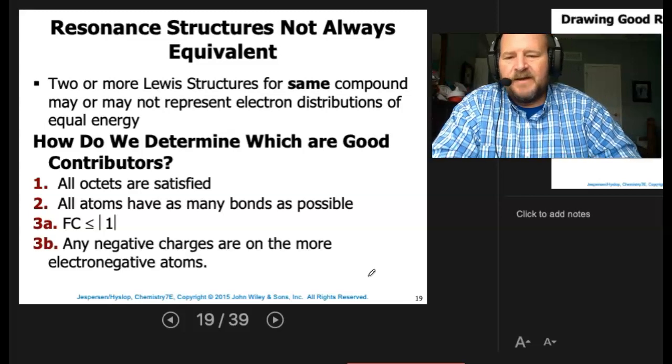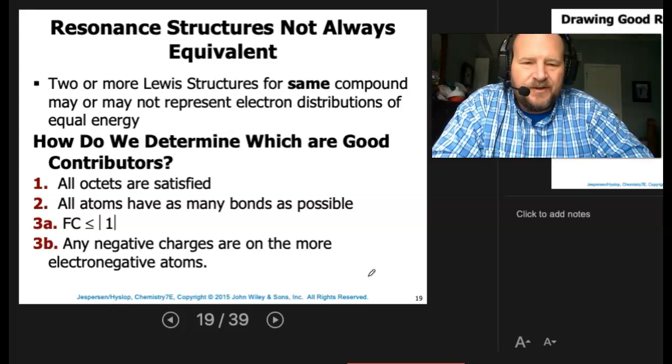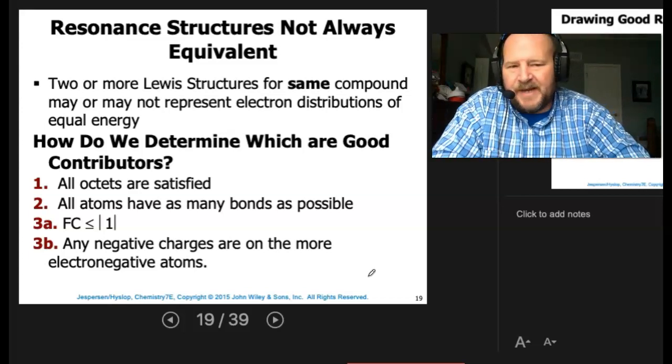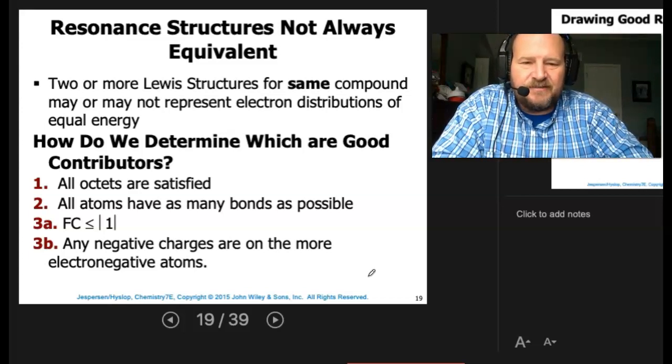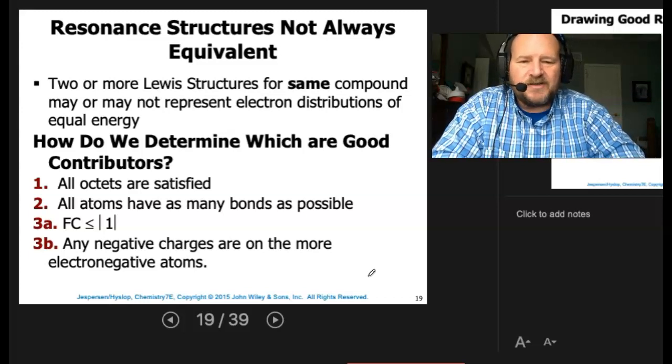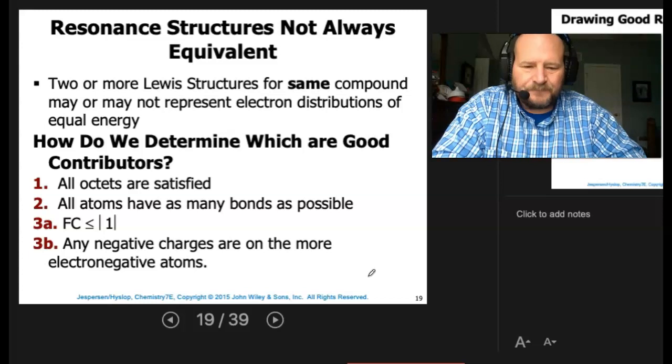Okay? Any negative charges are always on the most electronegative atoms. All the negative charges on the most electronegative atoms. So we saw a nitrogen-oxygen situation, and we had a -1 charge, and if you flip back, you'll notice that the oxygen got the -1, not the nitrogen. And that's because oxygen is more electronegative than nitrogen.